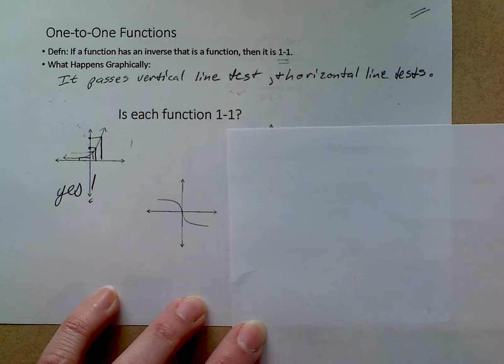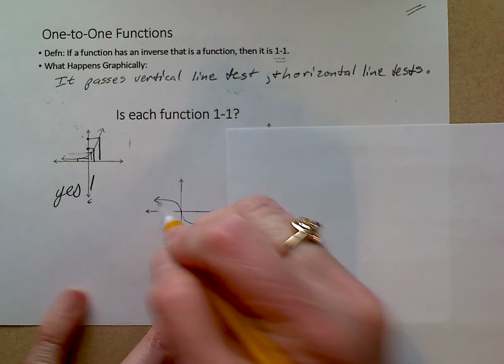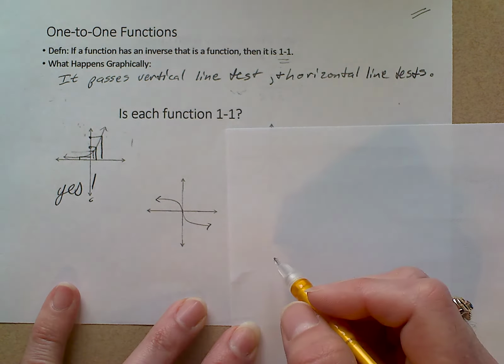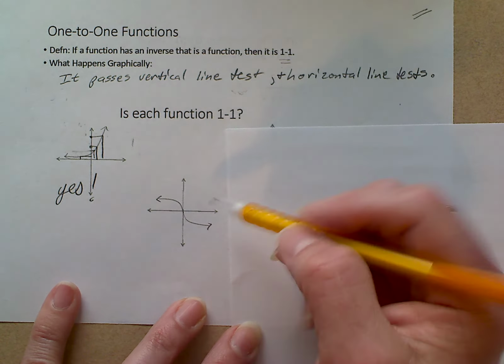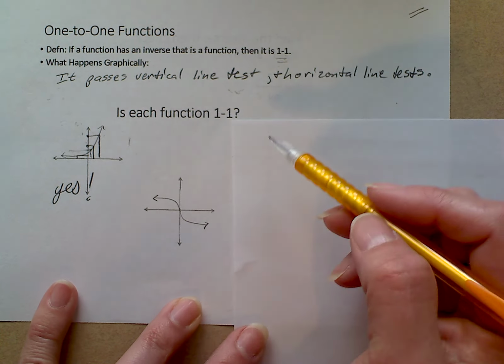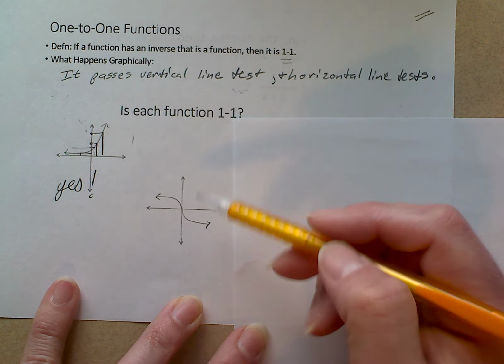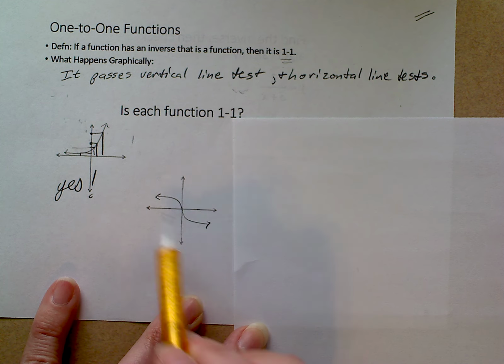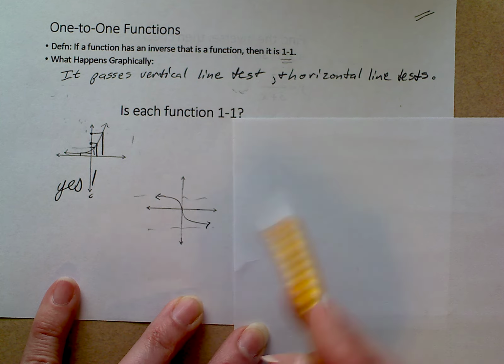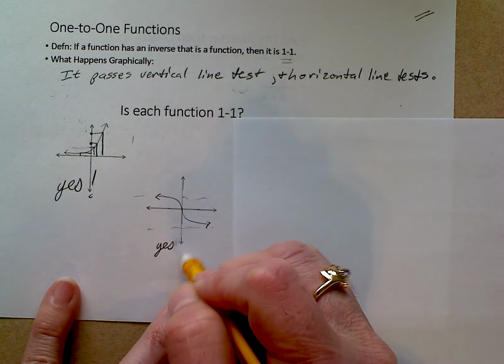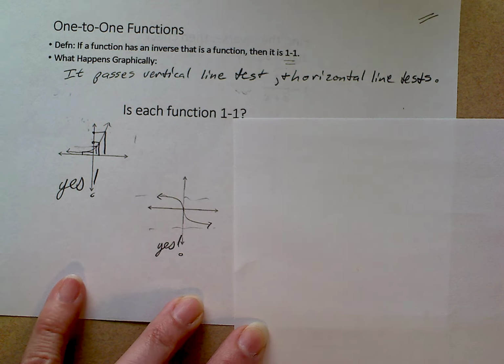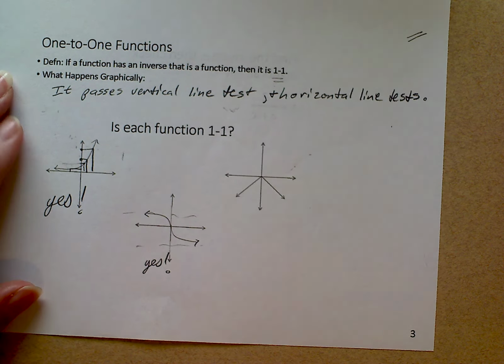Okay, so let's try this one. Does it pass the vertical? This is your cube root. Do you recognize it? It looks kind of rough right now, doesn't it? These are drawn on PowerPoint. So, does it pass the vertical line test? Yeah, it does. Does it pass the horizontal? Yeah, these are asymptotes, so it's approaching ever so slowly, but it gets there. So that one is.